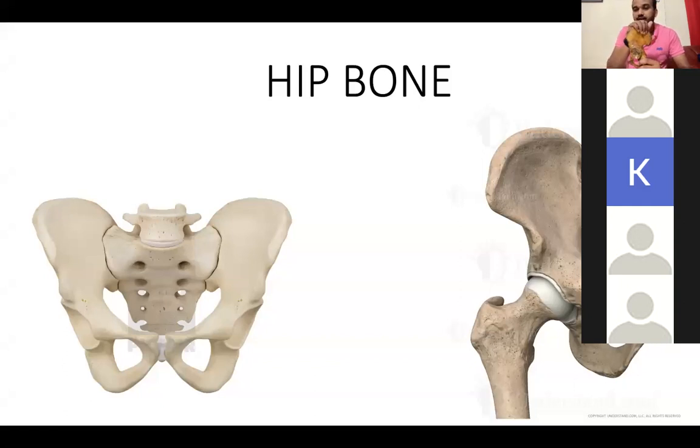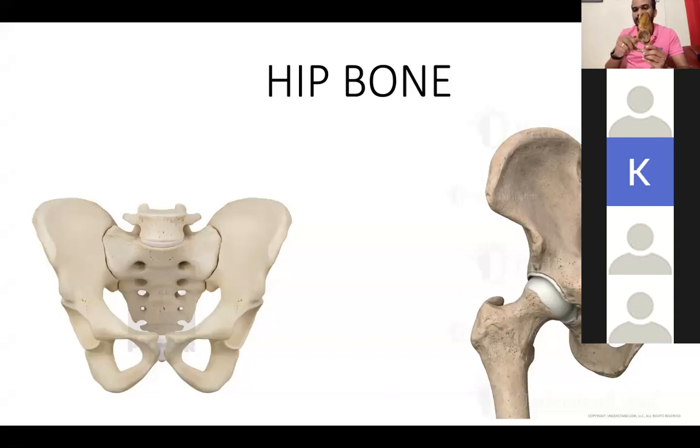One is the larger fan shaped part, which is called the ilium. And this is the anterior part, called the pubis. And this posterior part is called the ischium. So ilium, pubis, ischium. These are the three parts which form this hip bone. So the hip bone is formed by three parts: ilium, ischium, pubis.